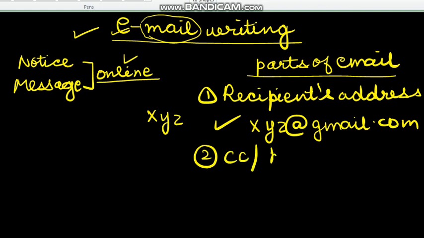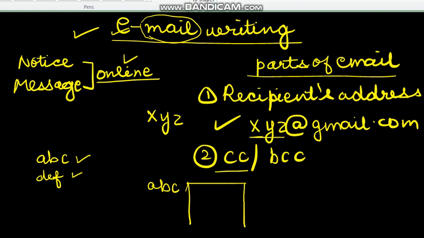The second is the carbon copy and the blind carbon copy. Suppose you are sending this email to XYZ and you want the same email to be sent to other persons, ABC and DEF. When you send these copies and they come to know to whom all other people you have sent the same copy, then it is called the carbon copy. If you are sending this carbon copy to ABC, he will come to know that the same copy has been forwarded to DEF as well as XYZ. But in the blind carbon copy only the message is given, not the other recipients' names.